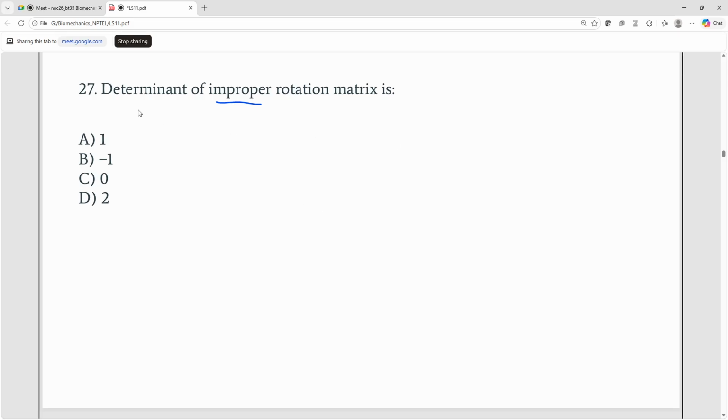What is the determinant of an improper rotation matrix? Is it option A 1, option B -1, option C 0, or option D 2?